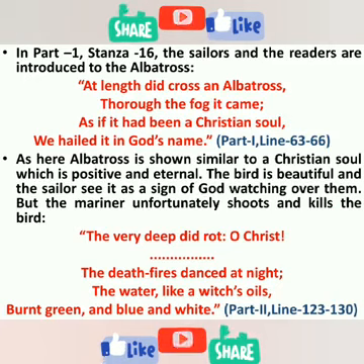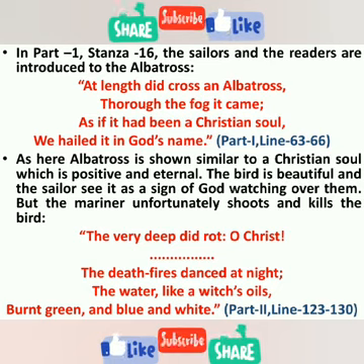At this point, let me remind you that this poem is divided into 7 parts. So in part 1, stanza 16, the sailors, and us, the readers, are introduced to the albatross. As the poet puts it, "At length did cross an Albatross. Through the fog it came, as if it had been a Christian soul. We hailed it in God's name." So here the line numbers are 63 to 66 of part 1.